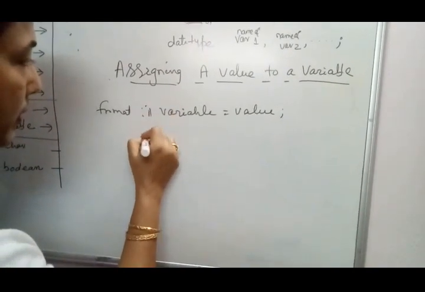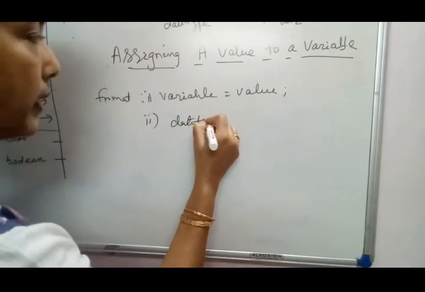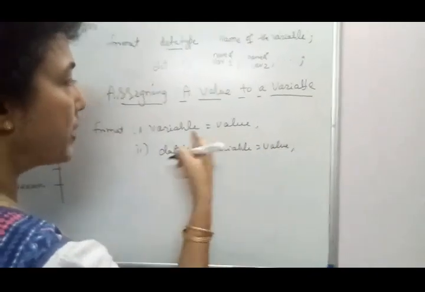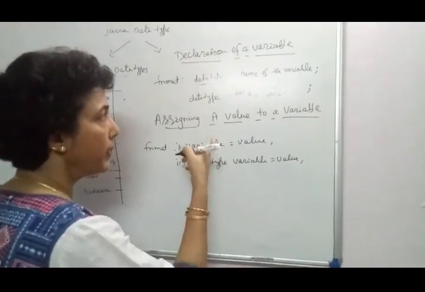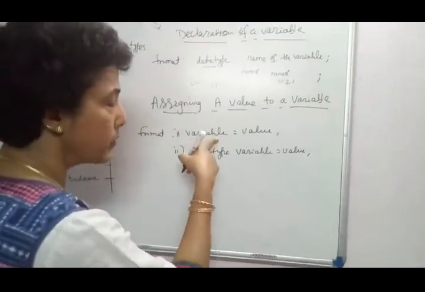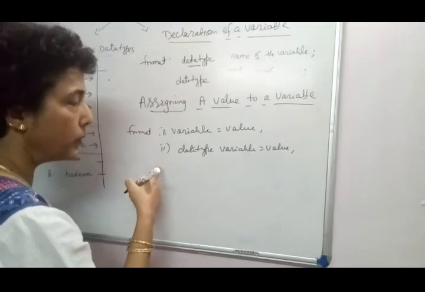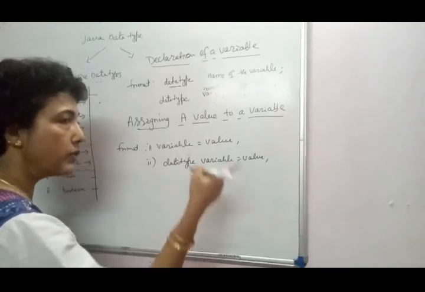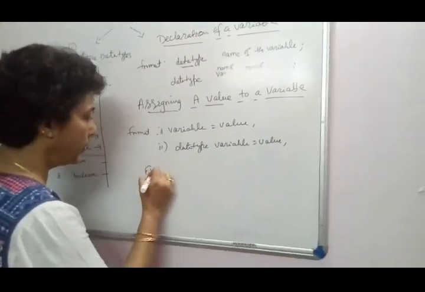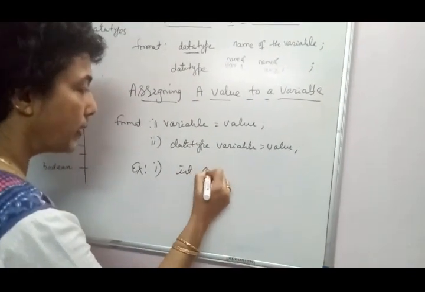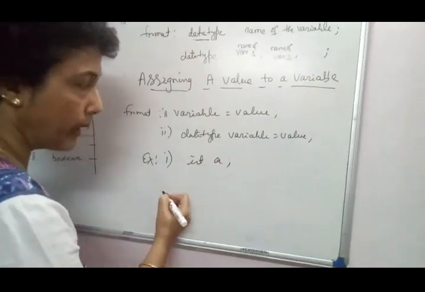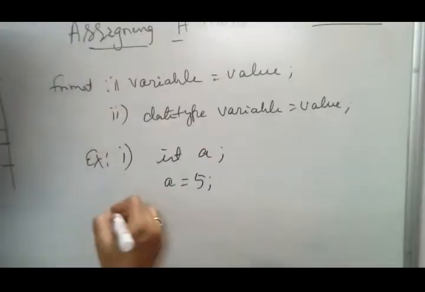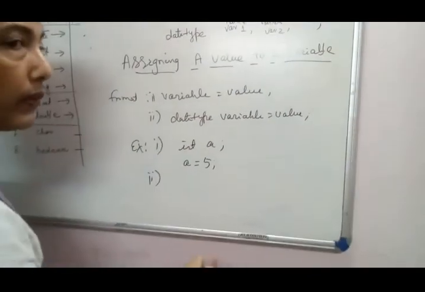The other format is data type, variable equal to value. The first format we can use if we have already written a declaration statement separately, then this will be the format for assigning a value to a variable which is already declared. In this second format, I am directly declaring as well as assigning the value to the variable. Example: the first one, I declare the variable, then I assign the value. Second format, declaration and assignment of the value together.